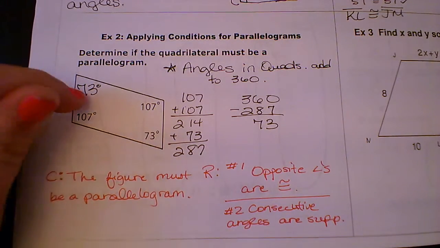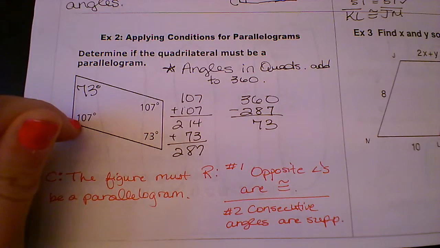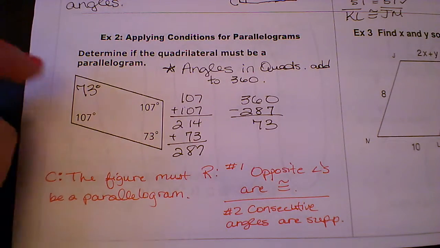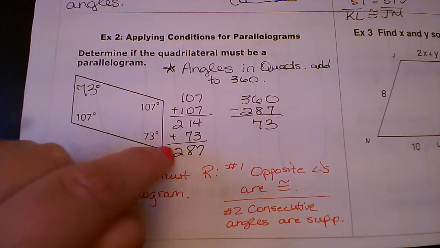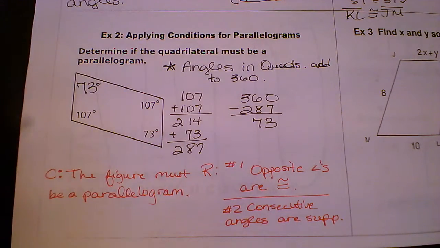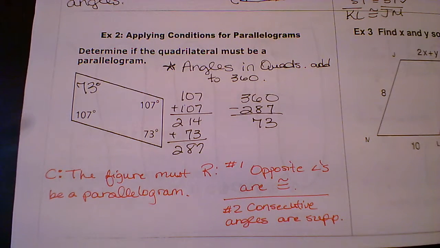Now, because we can see that opposite angles are congruent, or we also know that 73 plus 107 is 180, so we also have all of our pairs of consecutive angles that are supplementary. So we know that it has to be a parallelogram. And notice that's why I put 2 reasons on here, because we could have shown either one of those and still proven that it was a parallelogram. But remember, you only need one.